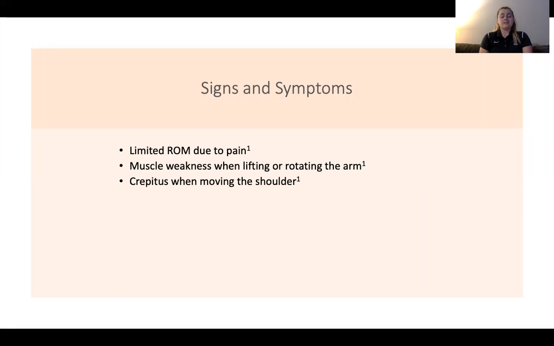So some signs and symptoms of a rotator cuff tear are limited range of motion due to pain, specifically with overhead activities: reaching for something overhead, trying to throw a ball overhead, anything that requires the shoulder to move above 90 degrees is going to cause pain and limit that range of motion. Also muscle weakness when lifting or rotating the arm, and crepitus while moving the shoulder.